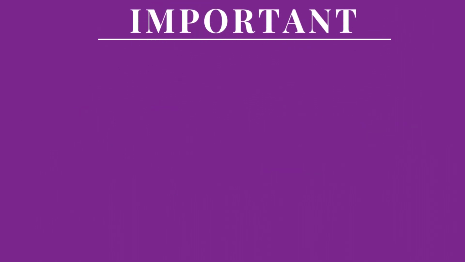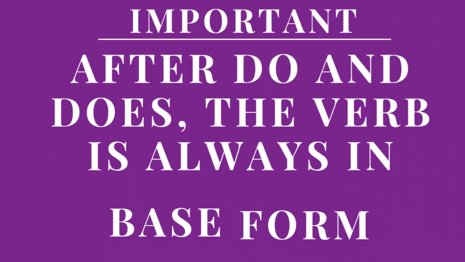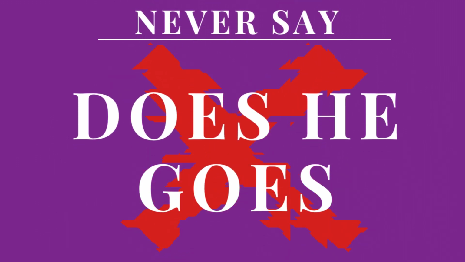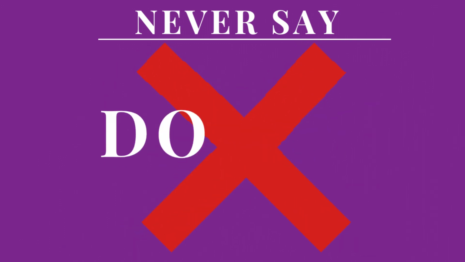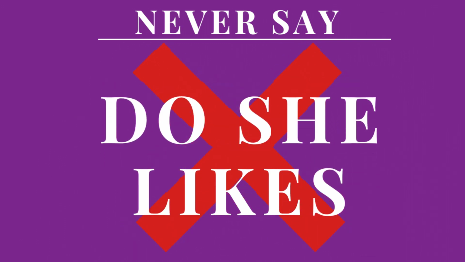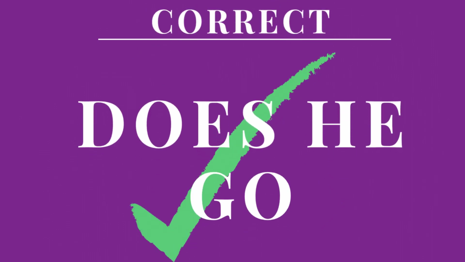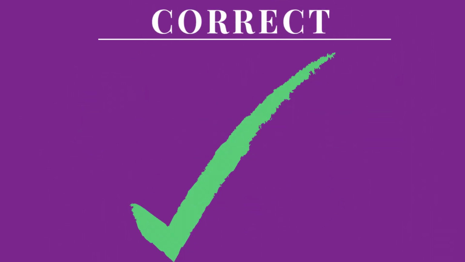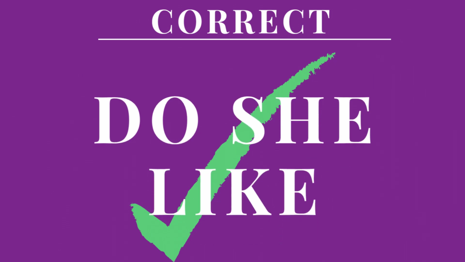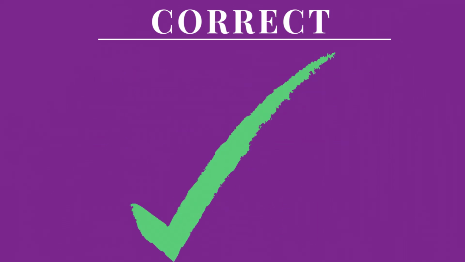Important: after do and does, the verb is always in base form. Never say "does he goes." "Do she likes." Incorrect. Correct: Does he go? Do she like? Do they work?